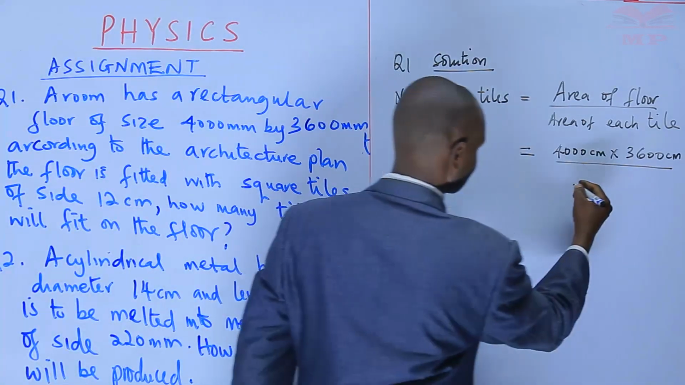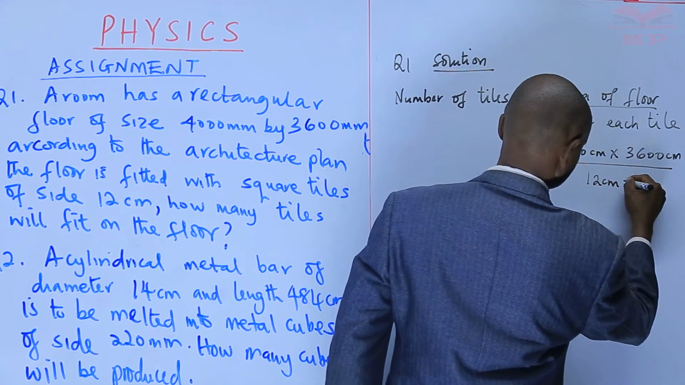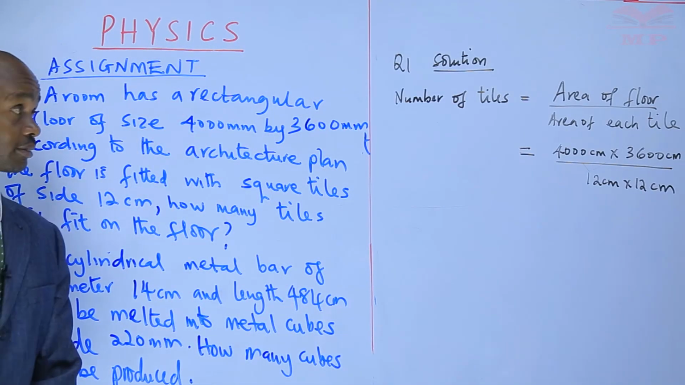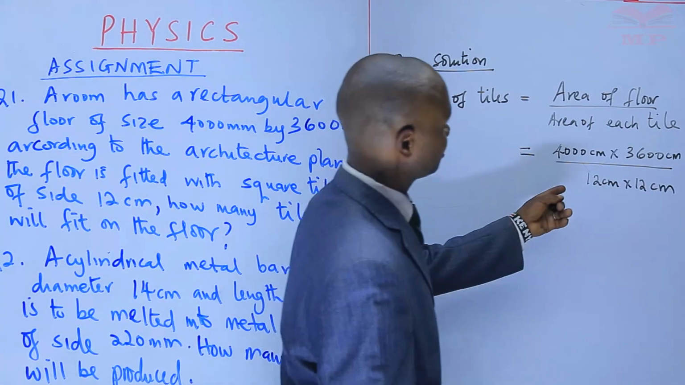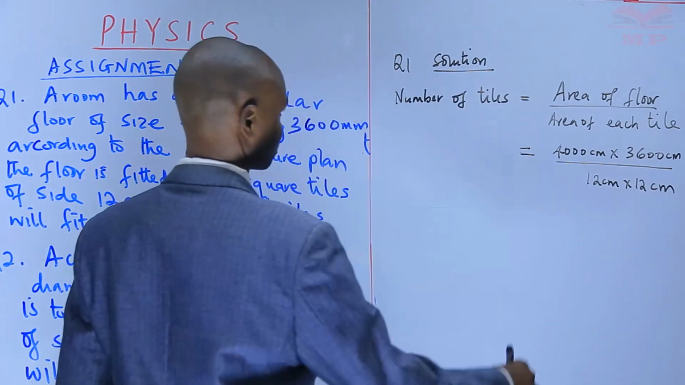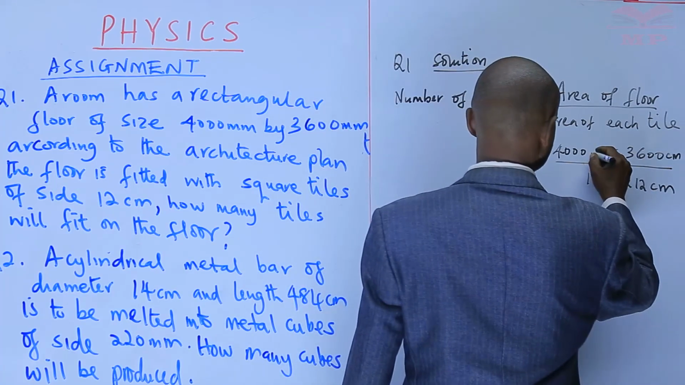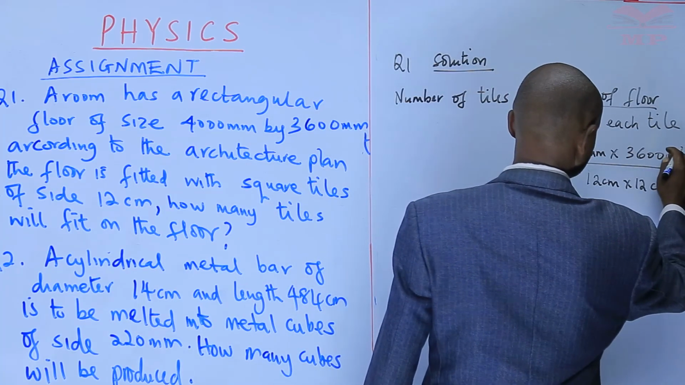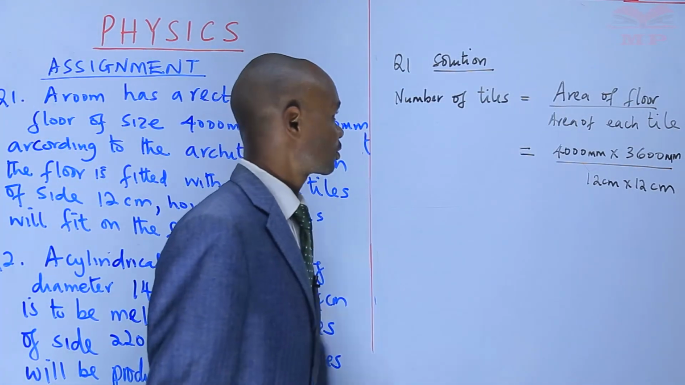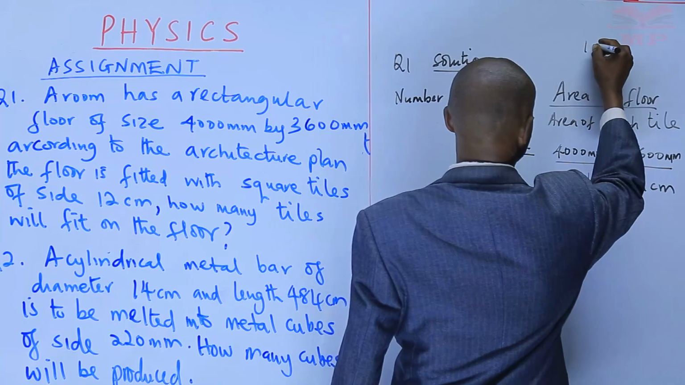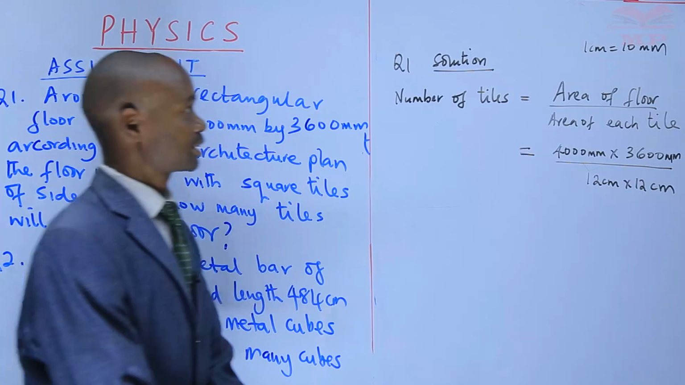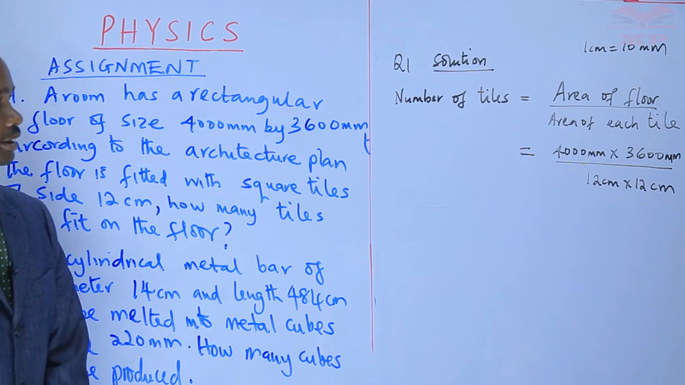So you'll say 12 centimeters times 12 centimeters. You realize the units are not the same, because the floor was in millimeters. So it is easier to move to centimeters. We know 1 centimeter is equal to 10 millimeters.